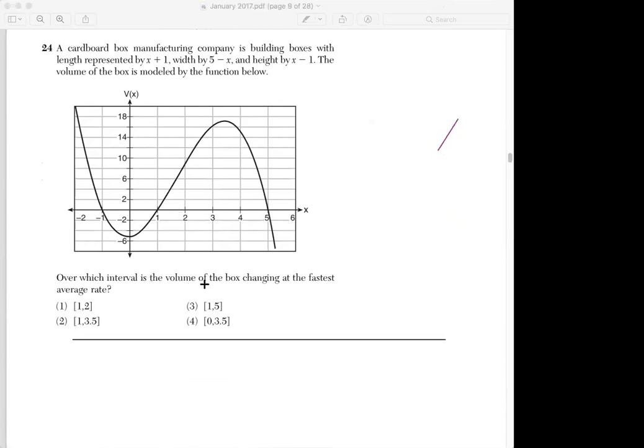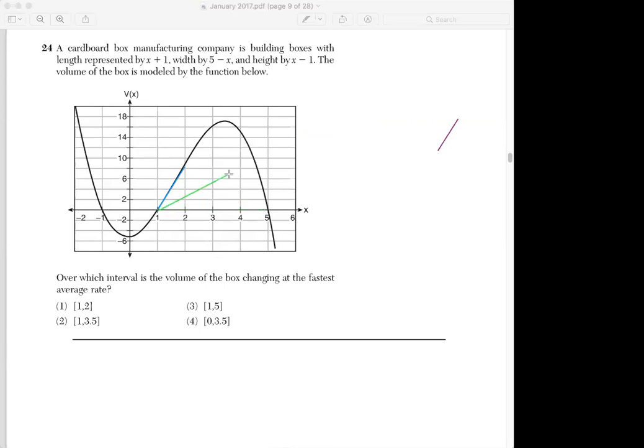So over which interval is the volume of the box changing with the fastest average rate of change? Well, that just means which has the largest slope. So from 1 to 2, here's the slope there. From 1 to 5, let me make this green. From 1 to 5, the slope is 0. So it's not 1, 5.